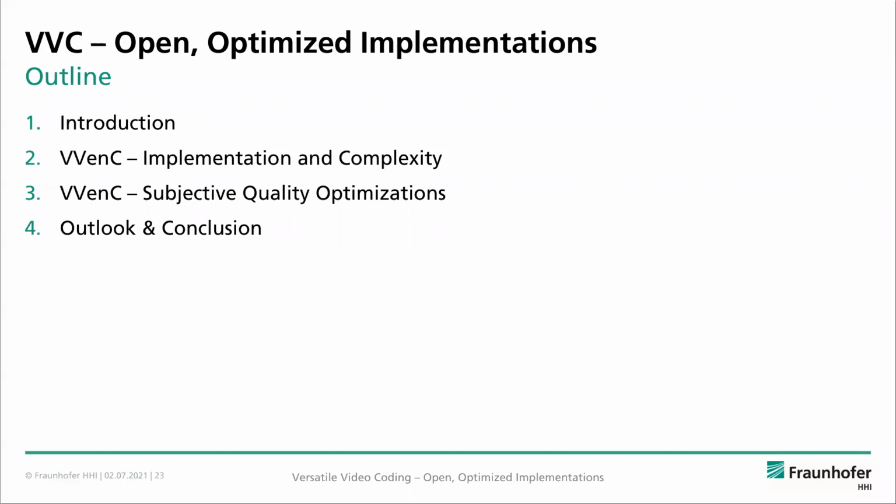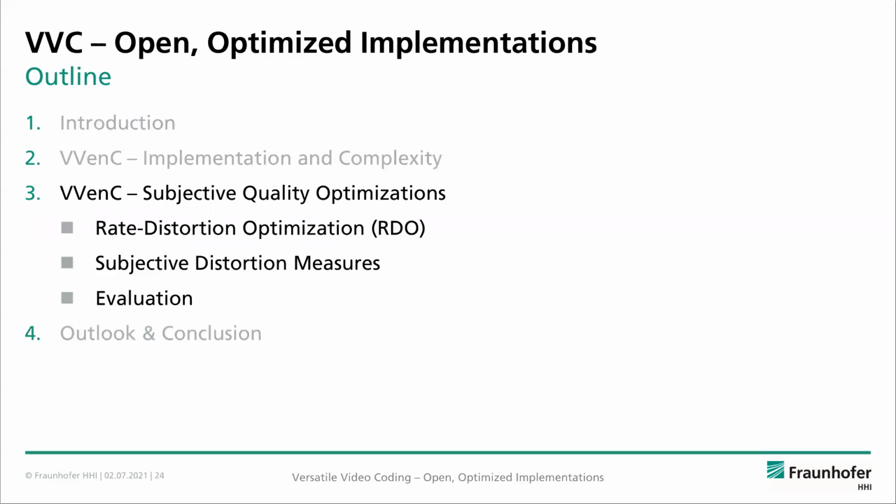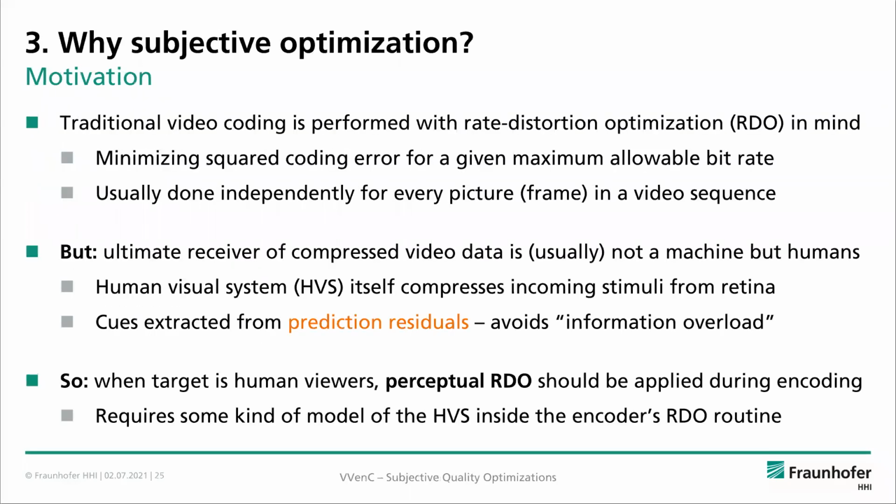Hi, I'm Christian, and my work at Fraunhofer HHI is mainly concerned with the research and development of algorithms which directly improve the visual quality of encoded videos. Well, why are such algorithms important? Traditionally, video coding is performed by optimizing a certain rate distortion trade-off, and that basically involves minimizing a squared coding error, which I'll get into detail later, for a given maximum allowable bitrate.